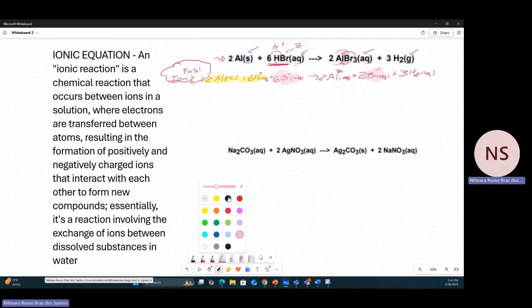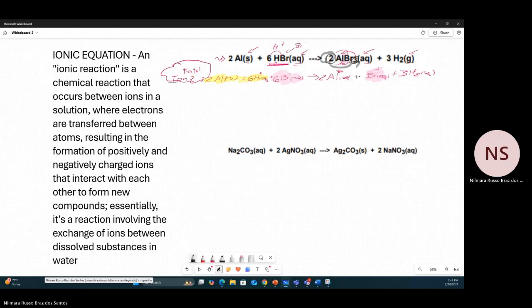Can you tell me what is wrong over here? Look at this. 2 times 3 is 6, right? If that is 6, this must be 6. So be careful. We need to multiply the stoichiometric coefficient by the number of atoms. So I have 2 times 3, which is 6. So let's just fix this. Okay. It'll be plus 6 bromines.